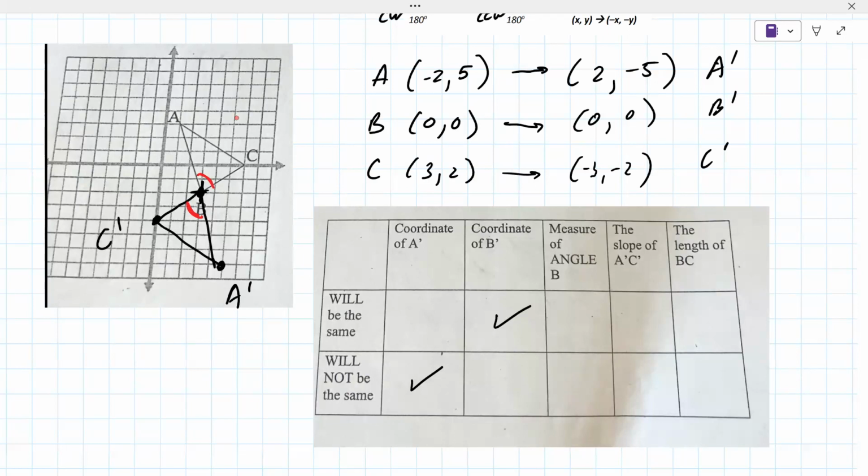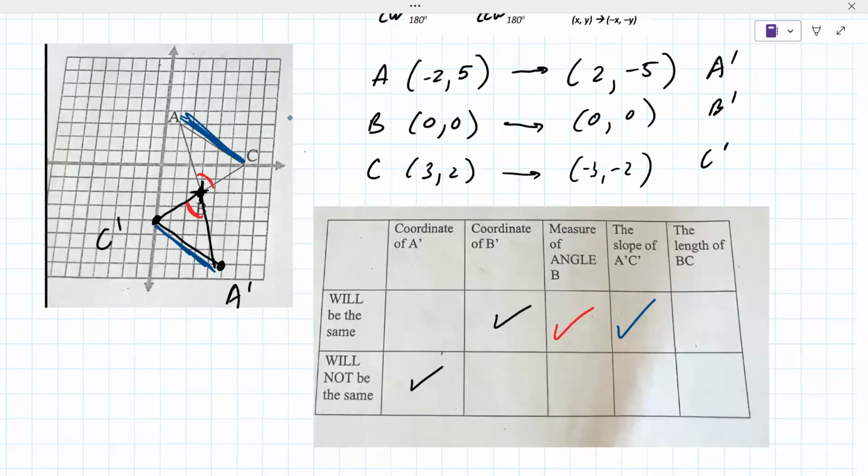They're vertical angles. And what do you know about vertical angles? They're next to each other and they're equal. They're congruent. So it will be the same. All right. So the slope of A prime, D prime, that's this one down here. How does its slope compare to AC? It is the same. It is congruent.